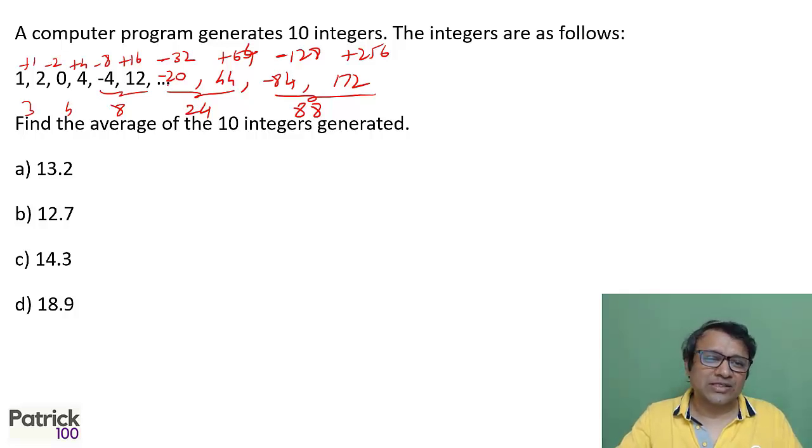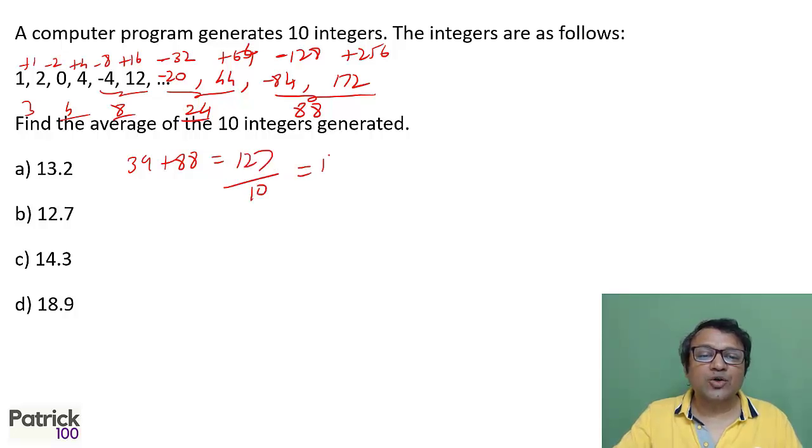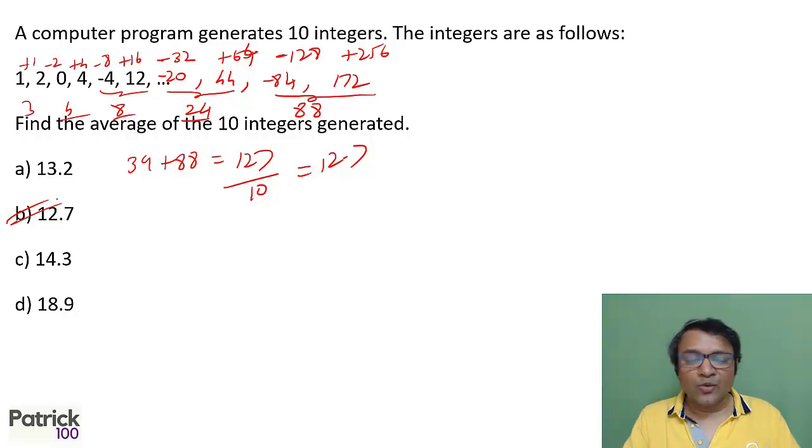Just for ease of calculation, my comfort. You can do it any way, just add all of the values. So 24 plus 8 is 32, 32 plus 4 is 36, 39. So 39 plus 88 gives you 127 for 10 integers, average 12.7. So this is nothing but finding the pattern and then trying to get the answer.